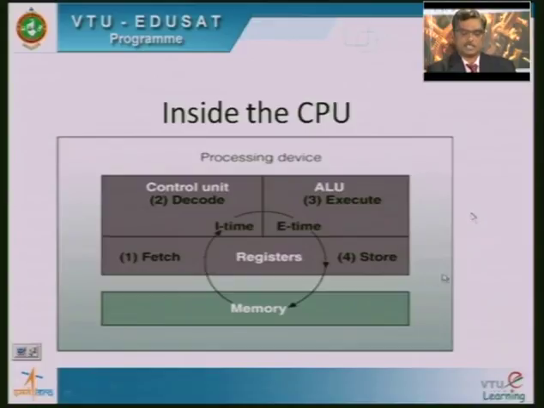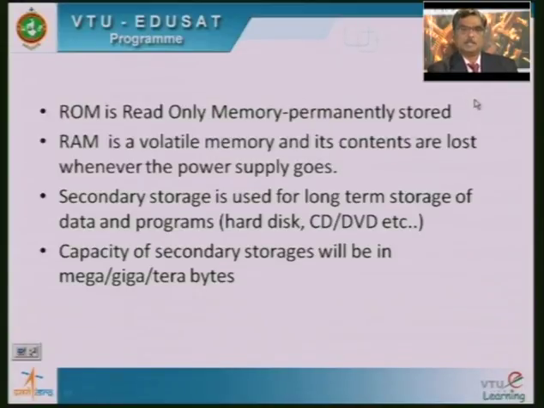So these two phases are continuously done with the help of a unit inside the CPU called the arithmetic and logic unit, the registers inside, and the memory, which is responsible for giving that information to the CPU and making it happen. ROM is read only memory. Permanently stored information is there in the ROM, whereas RAM is volatile. Whenever the power goes, the information stored inside also goes out.